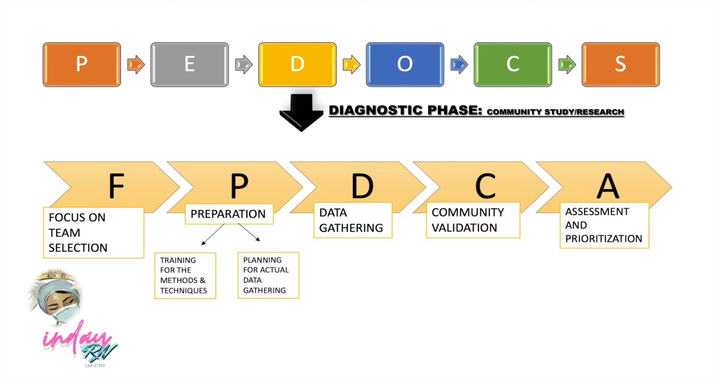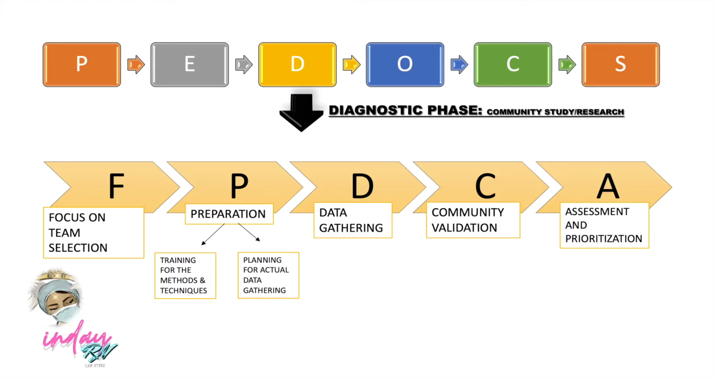The last one is assessment and prioritization. From your data gathering to community validation, you already have your tabulated data here. And once you have this tabulated data, you can do the ranking and assessment. First, do the ranking, or we are saying prioritization. You can arrange the tabulated problems that you have on hand in a ranking way, and you can assess if this is one of your priorities or not. So always remember, do data gathering, then community validation, then do your assessment and prioritization of problems.